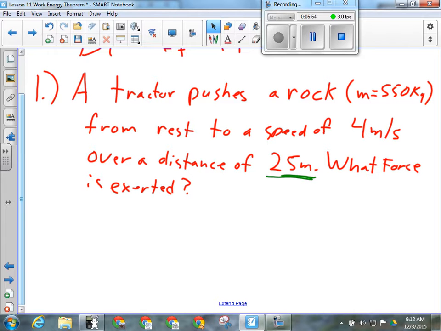Okay. So the rock is changing its speed. Agreed? What kind of energy is changing then? Kinetic. All right. So we know there's a change in kinetic energy going on. And the only way that a change in kinetic energy goes on is if what's being done? Work. Okay. So right now then, we know that work is causing a change in the kinetic energy of the rock. Everybody okay with that? Yeah? All right.